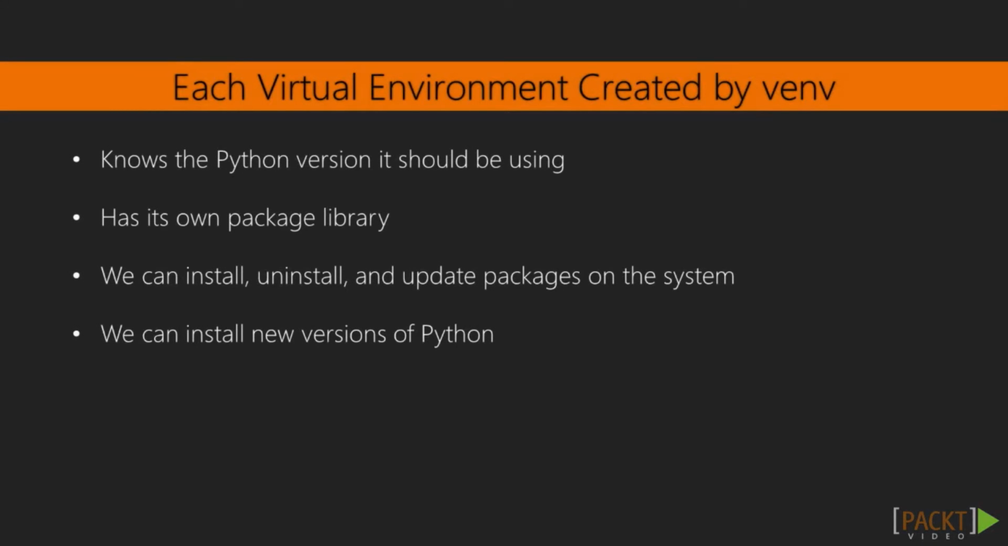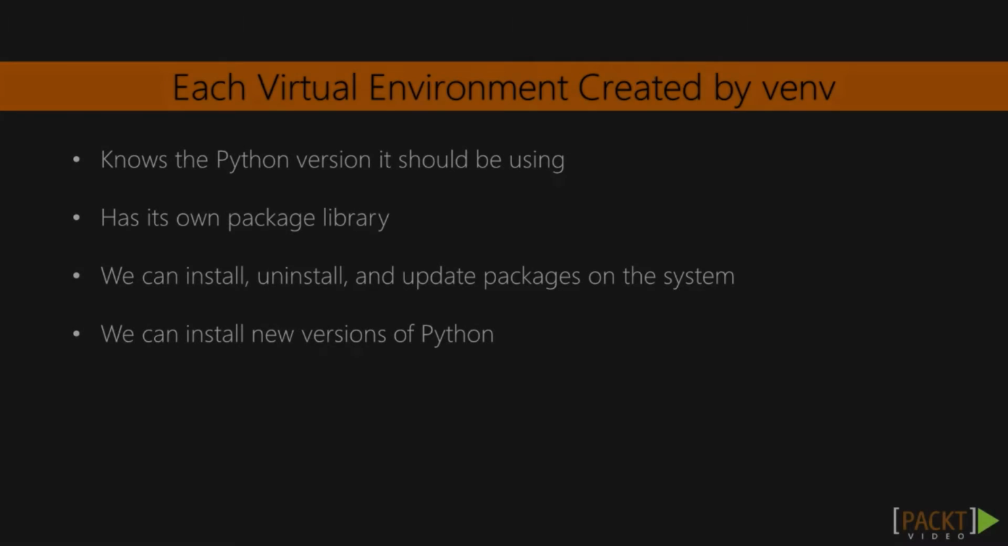That's what we call a virtual environment, and the venv tool that's built into Python version 3.3 and later creates them for us. Each virtual environment created by venv knows which version of Python it should be using and has its own package library, which means that as far as Python code is concerned, it's basically disconnected from the rest of the system. We can install, uninstall, and update packages on the system, and code inside the virtual environment won't even notice. We can install new versions of Python, and the code inside the virtual environment won't even notice. About the only thing we can't safely do at the system level is uninstalling the version of Python that the virtual environment is based on.